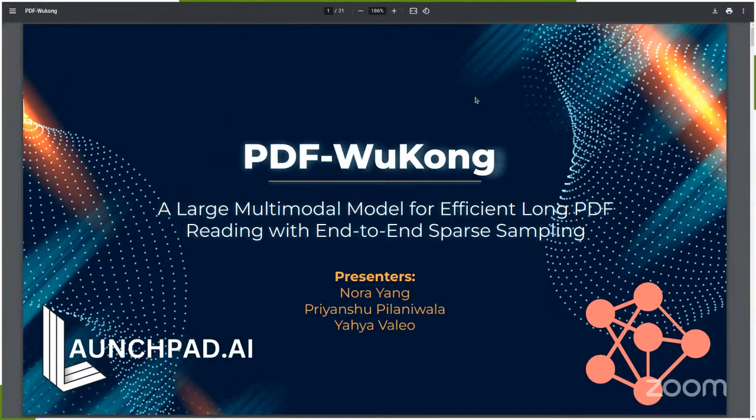Okay, so this is the reading group for PDF-WuKong. It is a large multimodal model for extracting and parsing information and answering questions related to PDF files. So our first presenter is Nora Yang. So over to her.